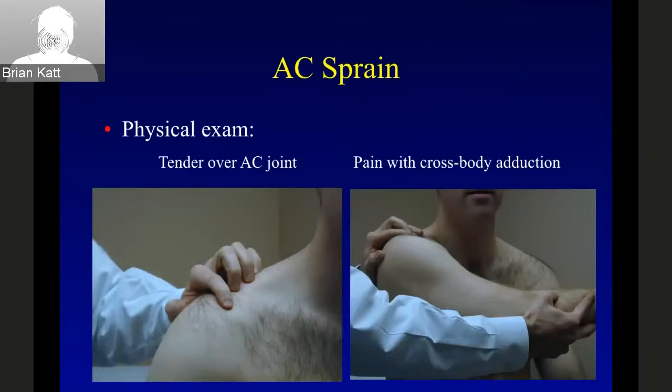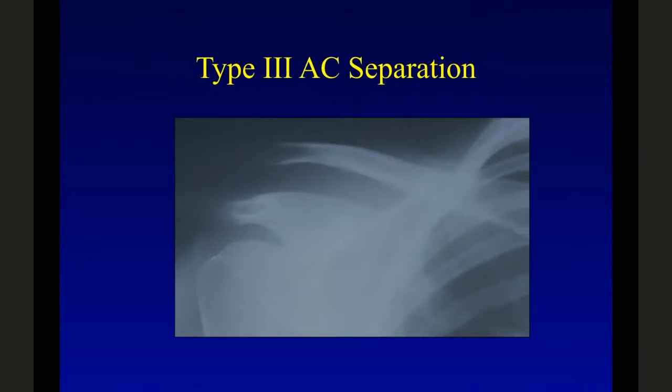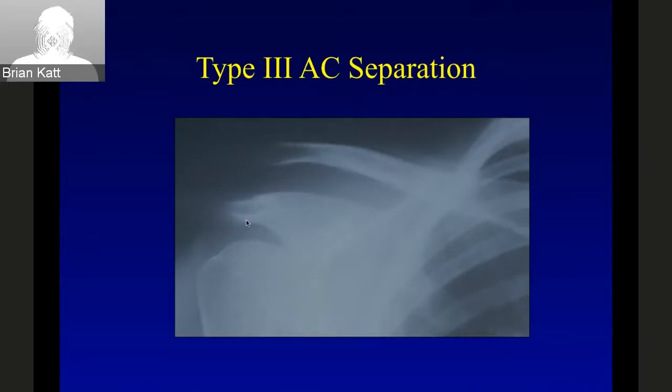The AC joint, and a lot of times AC joint pain goes hand in hand with the rotator cuff. You follow the clavicle all the way out to the end where it meets the scapula, and they're tender over this area. Especially in weightlifters, we'll see this a lot. They have pain as the arm is moved across the body. Here's an example of a shoulder separation.